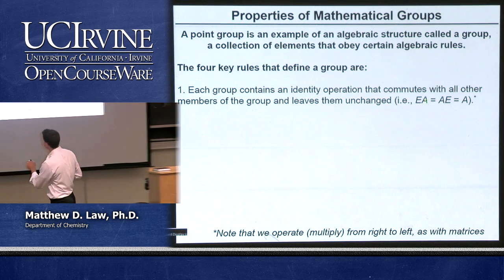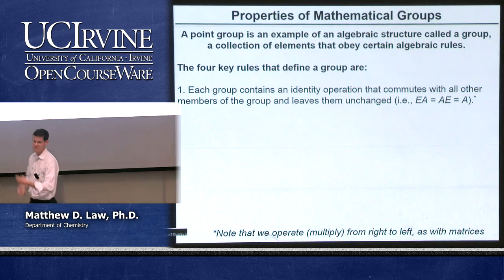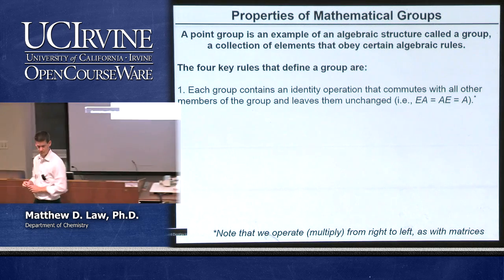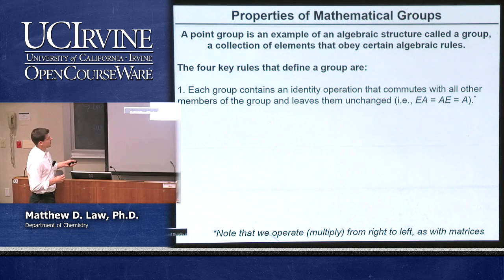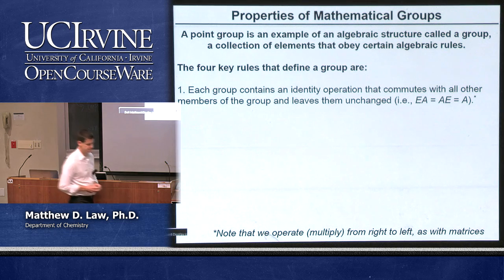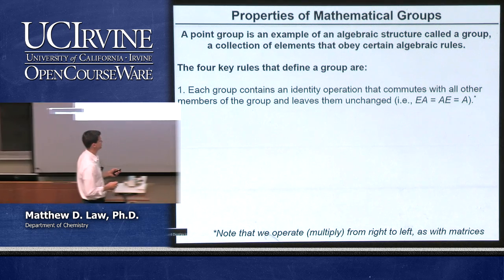In this case, A is a symmetry operation. It's a C2, it's a reflection plane, it's inversion, something like this. Okay? So commutation means that the order doesn't matter. You get the same result. Okay? So that's the first rule.